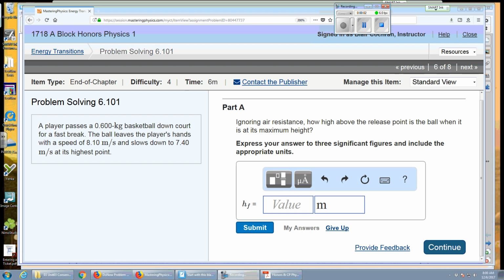So we got number 6. Player passes the basketball down the court for a fast break. It leaves the player's hands at this speed, so it must also have kinetic energy, and slows down to this at its highest point. We can ignore air resistance, and they want to know how high it is above its maximum height.